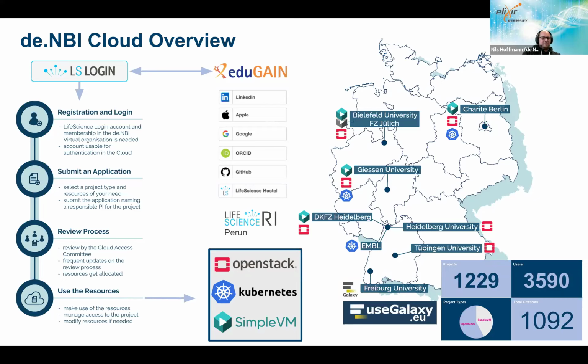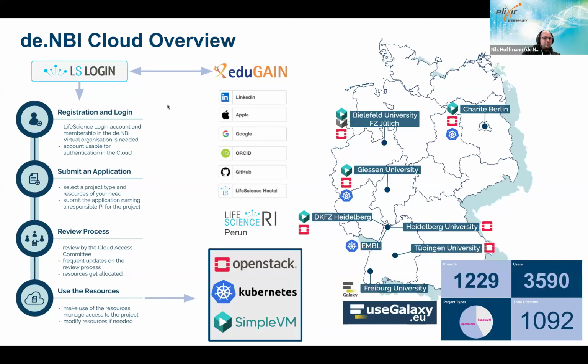Okay, back to EMBL. They are basically now hosting Kubernetes on a bare metal installation and trying to operate it in that way. But we are currently on the way of integrating that a bit more. Freiburg University is a special case, also part of de.NBI Cloud, but they are exclusively using their resources to host the usegalaxy.eu instance of the global Galaxy network.